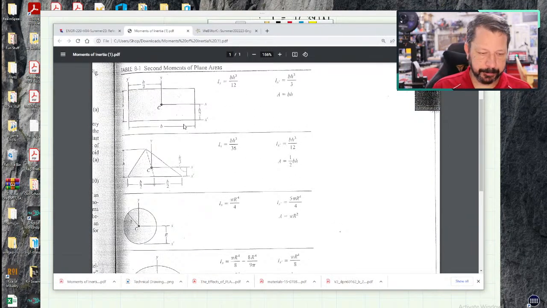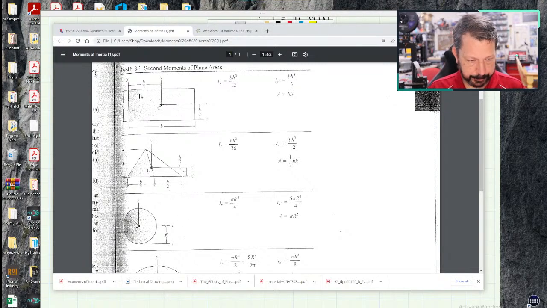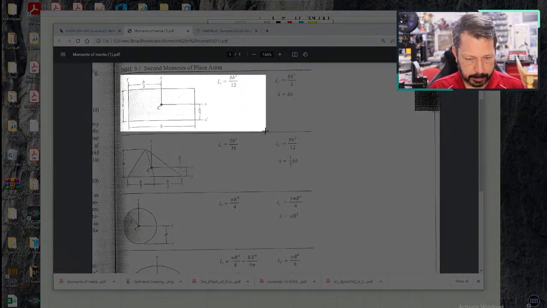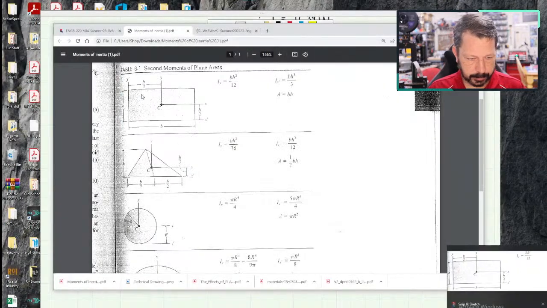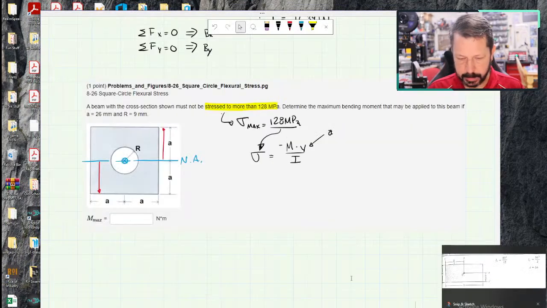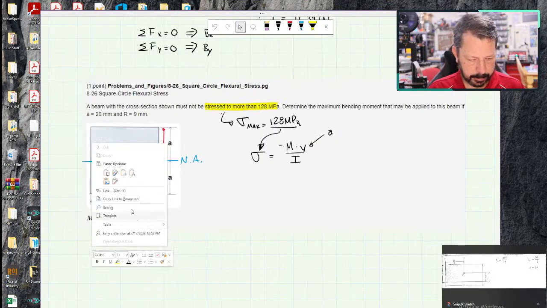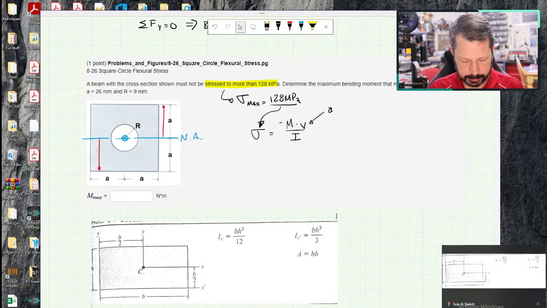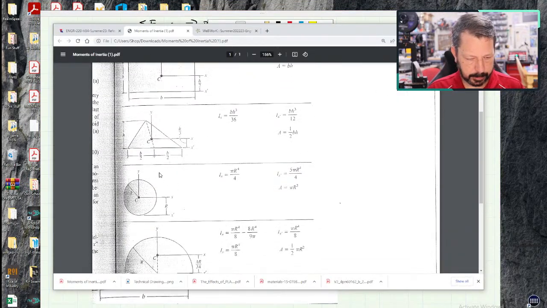All right, so there's this picture. It shows a rectangle, and it shows the moment of inertia about x, which is already at the centroid. Actually, let's just copy these so we can write on them. Copy that. And let's copy, we need a circle too.